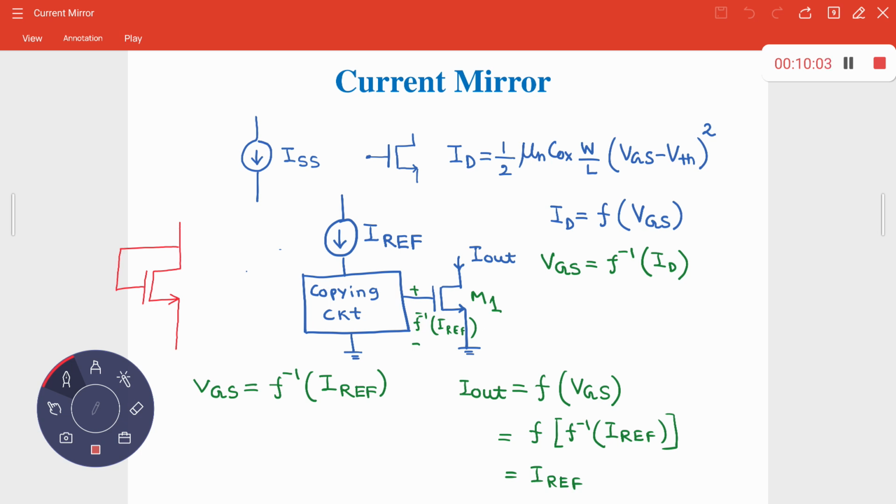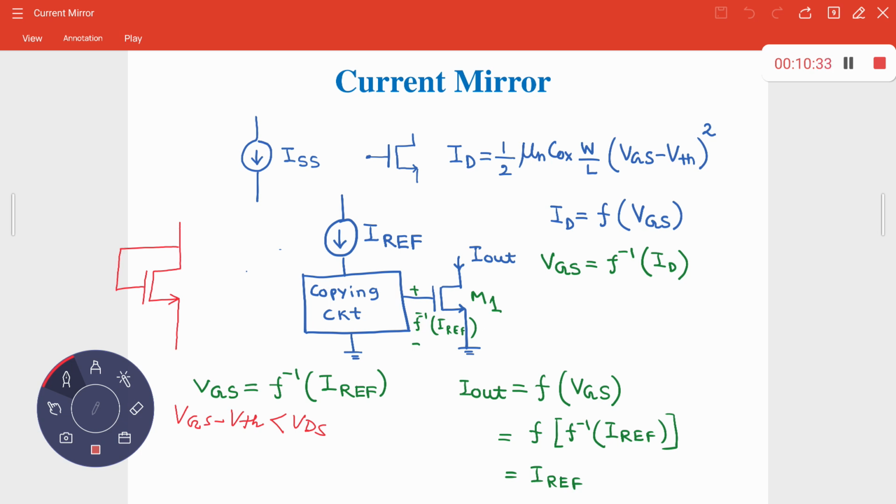That means the drain can be lower than gate by at most one threshold. Even if they are at the same potential, that means you are in saturation, at the most in saturation. The condition is that VGS minus VTH should be less than or equal to VDS, so that the device is in the saturation region.